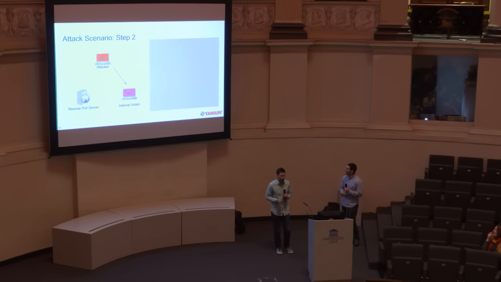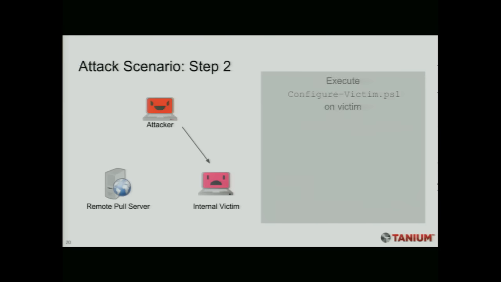All right, so the next thing we want to do is actually infect one of our victim machines. And so we need to log into the victim, copy down our configure victim script, and run it just like you saw. The first thing that the victim script does is it actually ensures the WinRM service is running because it's actually required for this to work. If it's not running, it goes ahead and starts it up. So you know, that could be a telltale sign if you see WinRM running and you don't expect it.